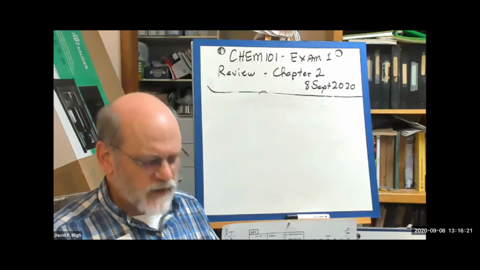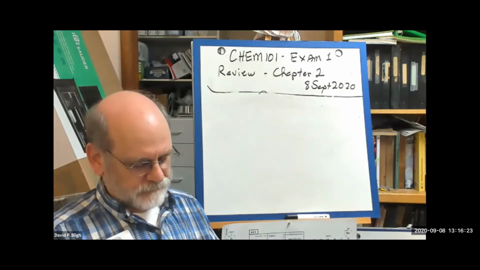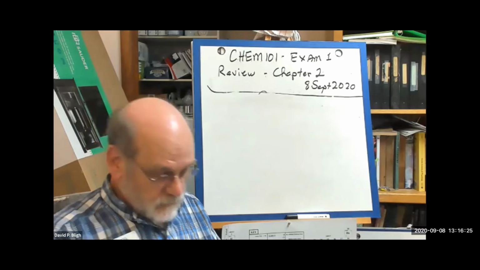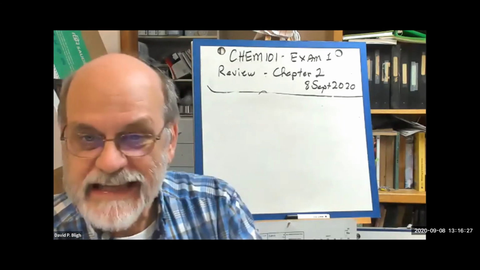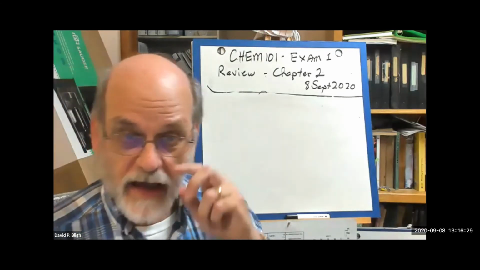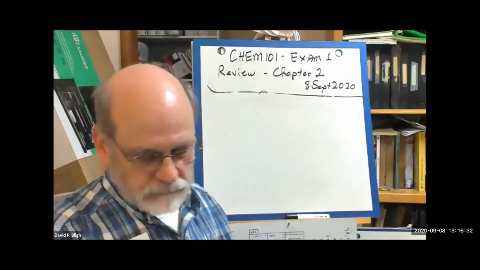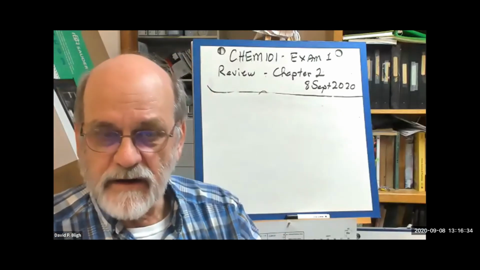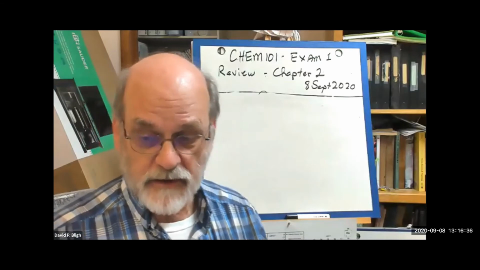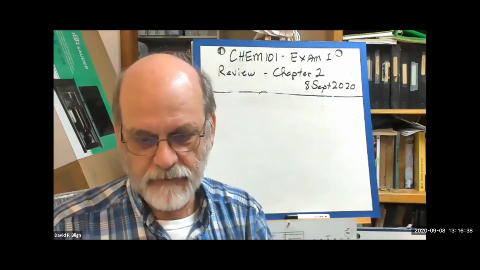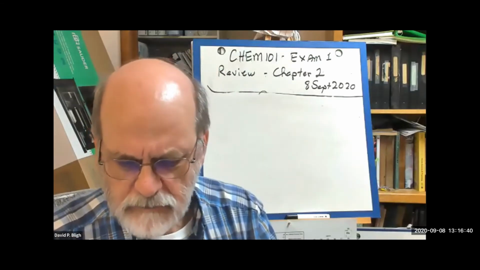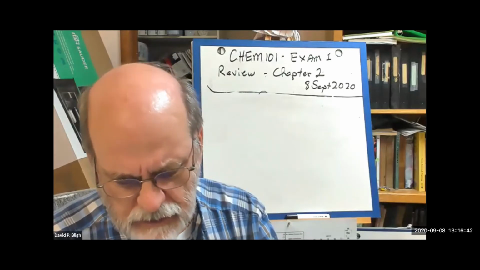Tend to gain electrons in chemical reactions. That's the bad one. Metals tend to give up electrons in chemical reactions. The non-metals are the ones that tend to gain electrons. Okay, let's see.